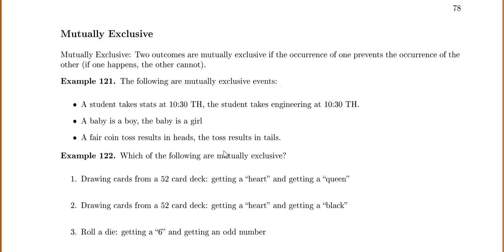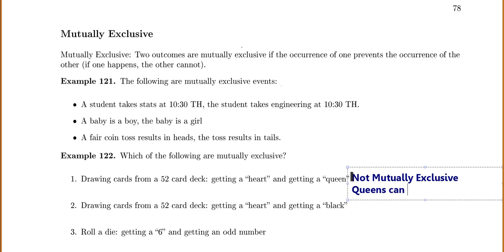So for our next example, which of the following are mutually exclusive? So number 1, drawing cards from a 52 card deck, getting a heart and getting a queen. Okay, are those mutually exclusive? Can they happen at the same time? So this is not mutually exclusive because queens can be hearts. And hearts can be queens back and forth, so they can happen at the same time.